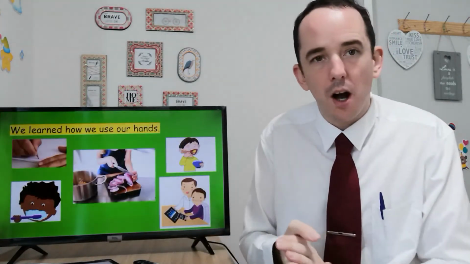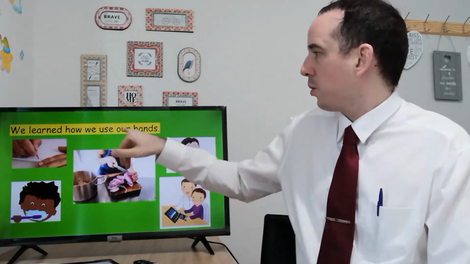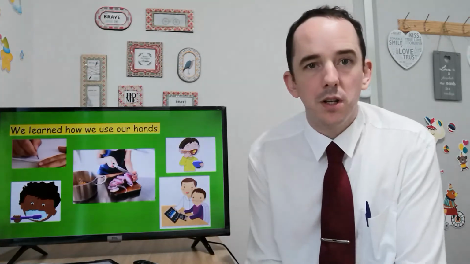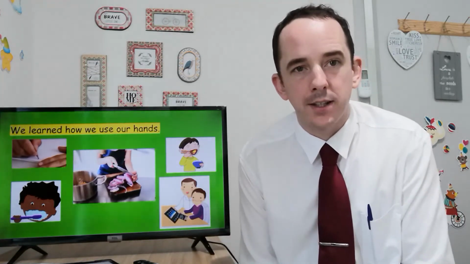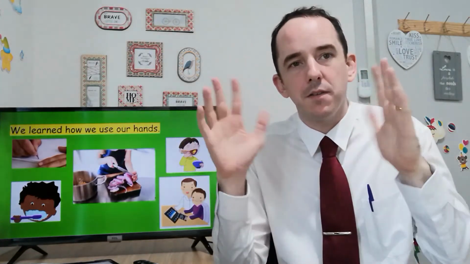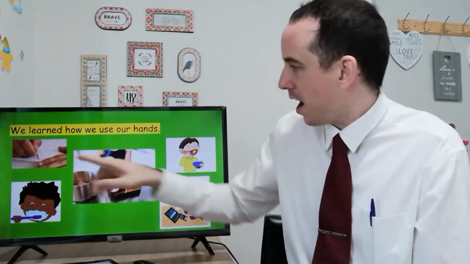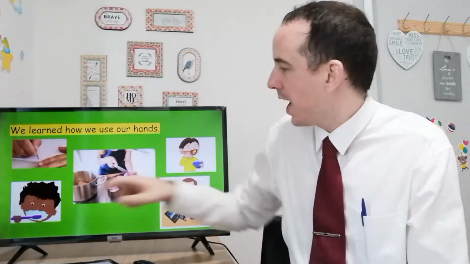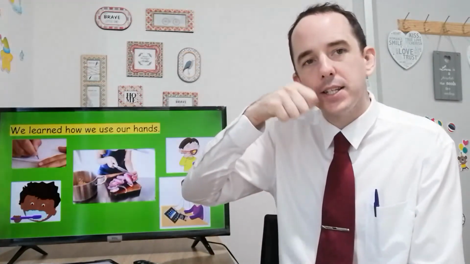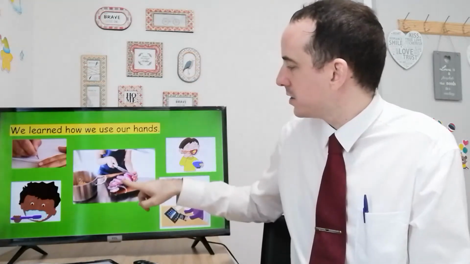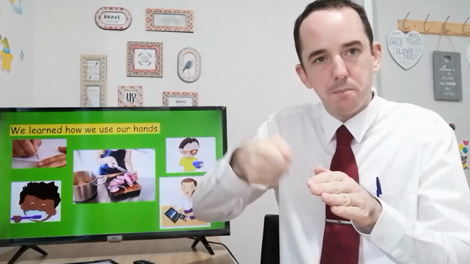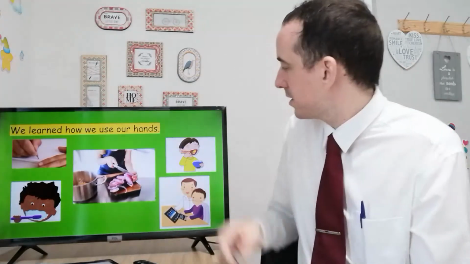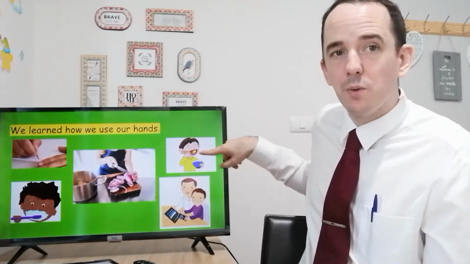Okay. We also learned about how we use our hands, and your drawings were beautiful for how you used your hands. So some examples of how we use our hands are: I write with my hands. I brush my teeth with my hands. I chop the onion. I cook with my hands. I eat with my hands.